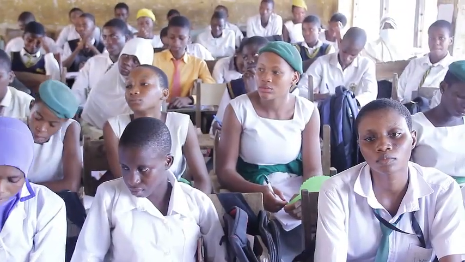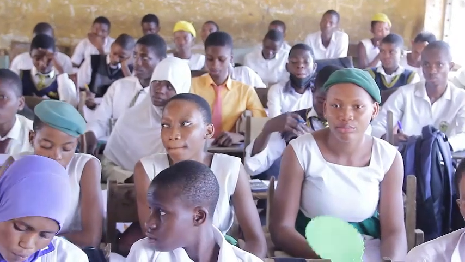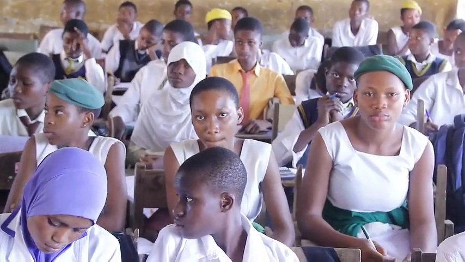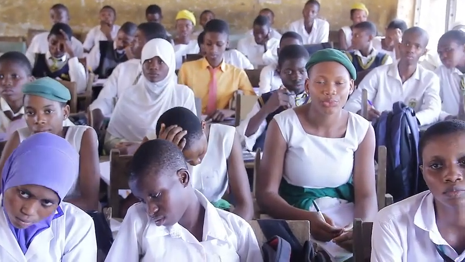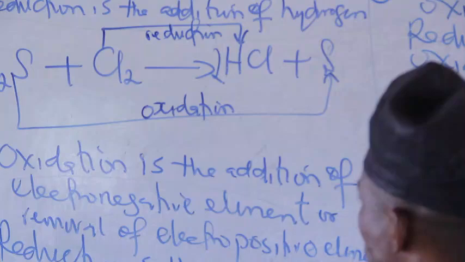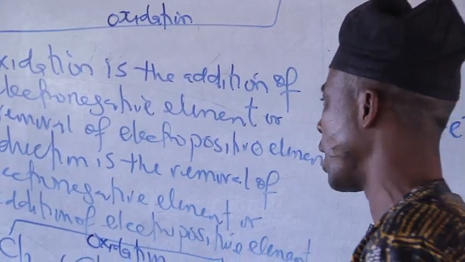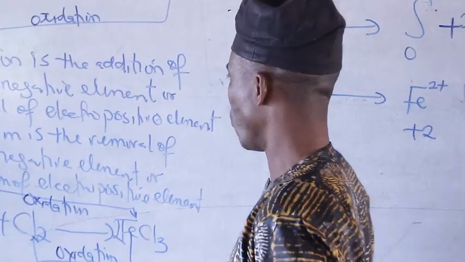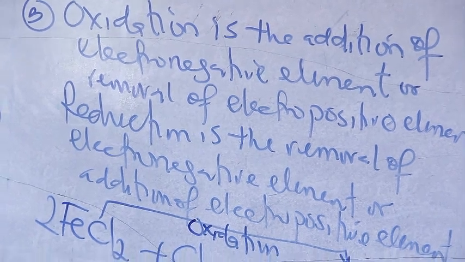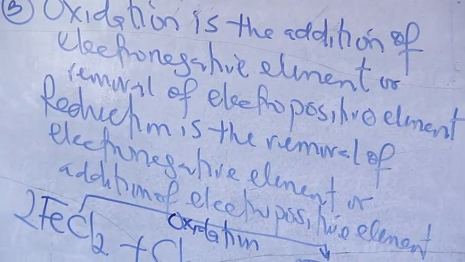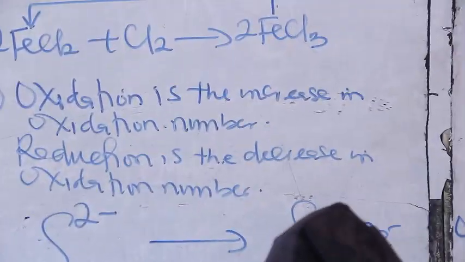How many ways have we defined redox reaction now? Oxidation is the addition of oxygen. Reduction is the removal of oxygen. Oxidation is the addition of, or reduction is the removal of, positive elements, while reduction is the removal of electronegative elements. Or you can say oxidation is an increase in oxidation number, while reduction is a decrease.